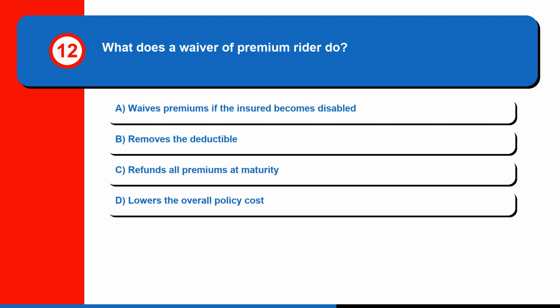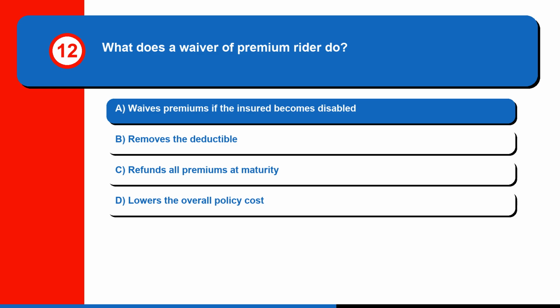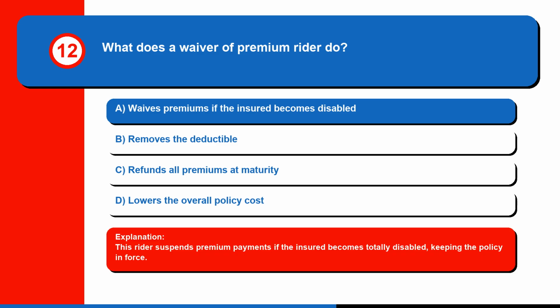Question 12. What does a waiver of premium rider do? A. Waives premiums if the insured becomes disabled. B. Removes the deductible. C. Refunds all premiums at maturity. Or D. Lowers the overall policy cost. The correct answer is A, waives premiums if the insured becomes disabled. This rider suspends premium payments if the insured becomes totally disabled, keeping the policy in force.